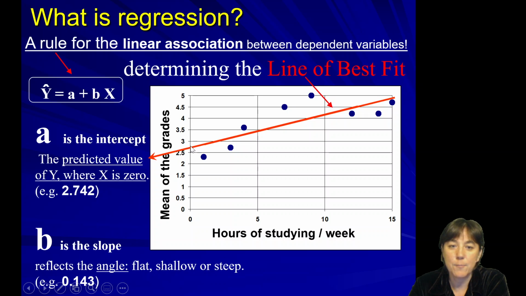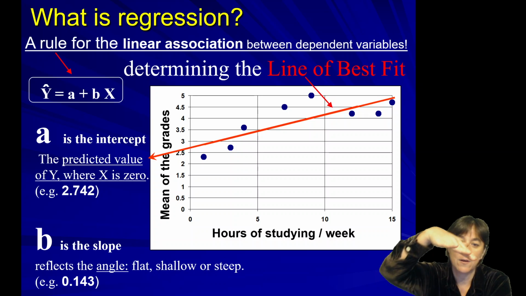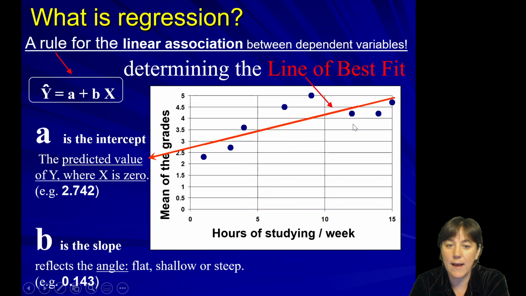It's where the predicted value of epsilon at this axis, where the other axis is 0, so this line crosses the epsilon axis. So 2.742 in this case. Okay, that's where my cursor is standing. Now B, on the other hand, is the slope of this, the angle of the regression line. For example, 0.143. Okay, but these are just numbers, but it's important to understand that this is the intercept and this is the slope.